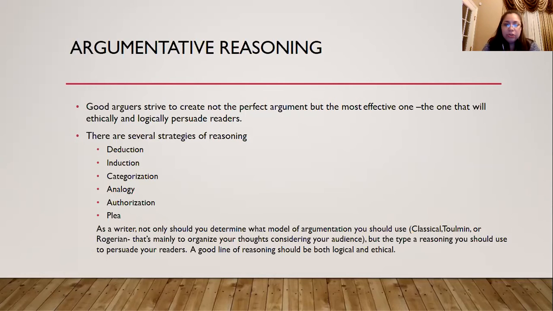As a writer, not only should you determine what model of argumentation you want to use, like the organizational structure of an essay, classical, Toulmin, or the Rogerian, which is to reach your audience, right? When you have, for example, the Rogerian model, you're talking to a very hostile audience that probably won't listen to you. So you have to kind of pose both sides of the argument. So those models of argumentation help you with the audience.